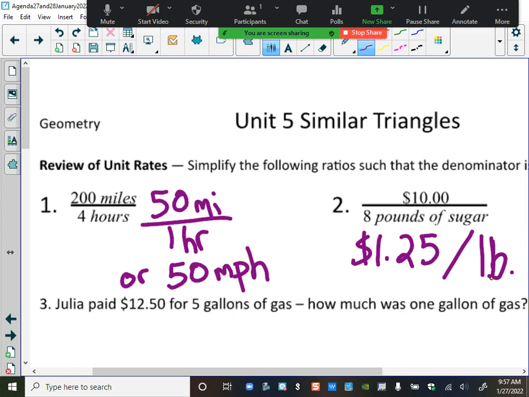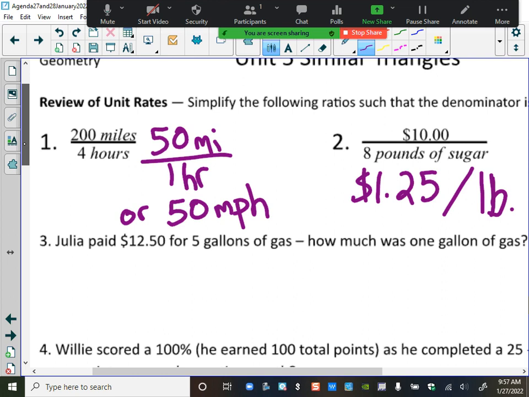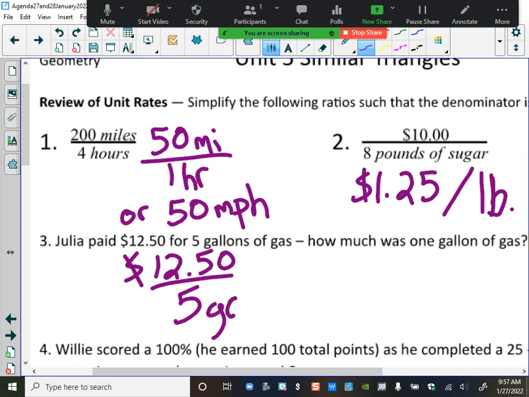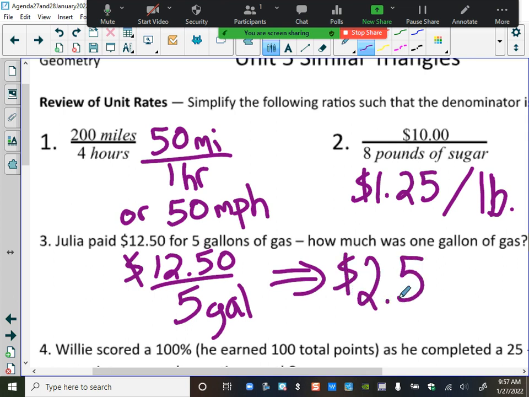Okay, what about how much did Julia pay per gallon for gas? So she paid $12.50 for 5 gallons. I got 2.5. Yeah. Okay, so here's what would have happened. On your calculators, it would have said 2.5, but with money, you have to put that additional zero. So $2.50 a gallon. And then often at gas stations, you see $2.50/gallon.